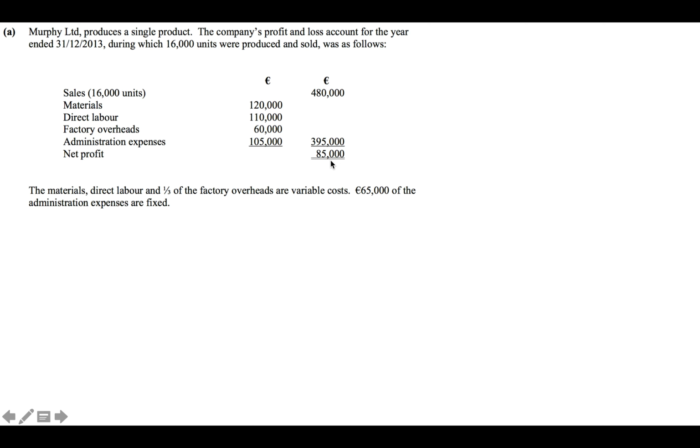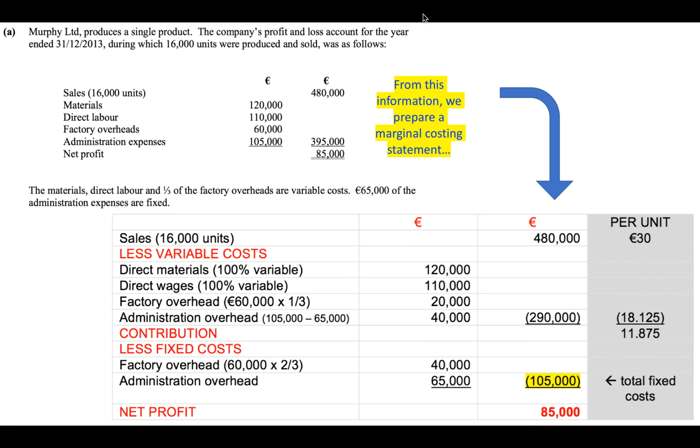So it's telling us that the materials, direct labour, and a third of the factory overheads are variable costs. So 65% or 65,000 of the administration expenses are fixed. We're going to use this information to make our marginal costing statement. In our marginal costing statement, we just separate out these 395 euro worth of costs into variable costs and fixed costs. And it's going to look like you can see here.